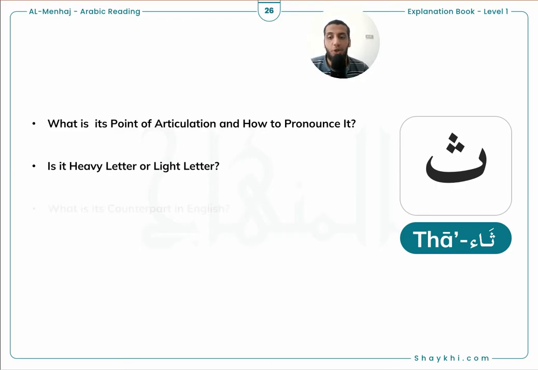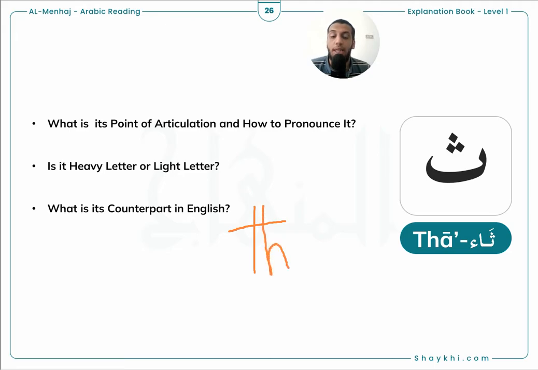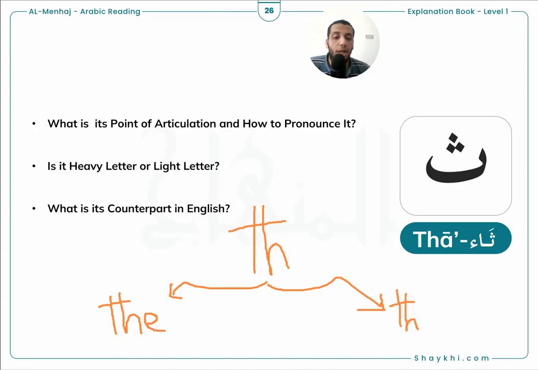Okay, so let's move to the third question, which is what is its counterpart? Its counterpart, let's discover it together. As you can see on the screen, th. The counterpart of this letter is th, but we have two sounds for th in English. We have here th and we have here another th. The first th, the th as in the word the, and the second th, the th as in the word thanks. Okay, like thank you.